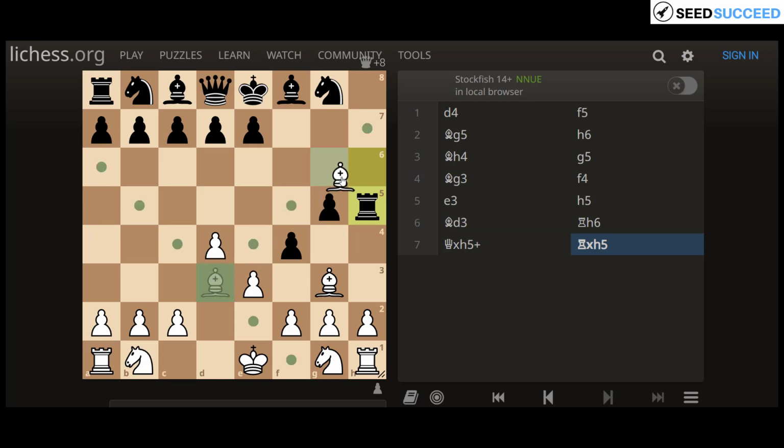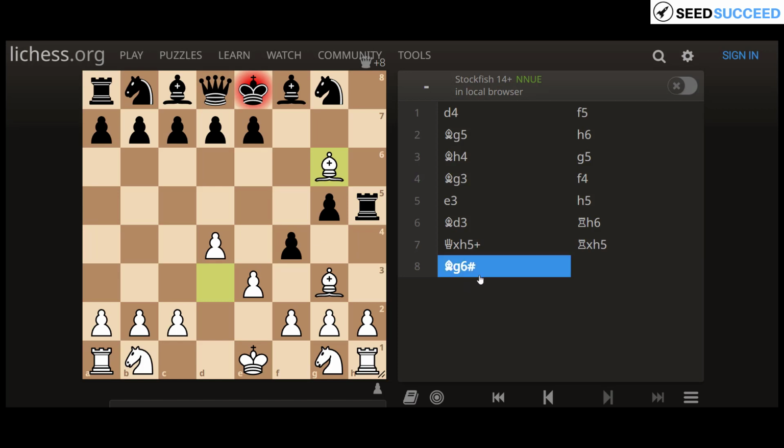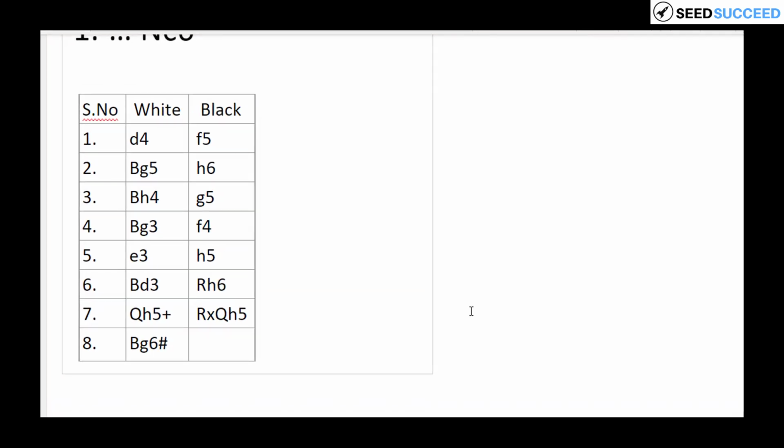And then the bishop goes here, and this is checkmate. So B g6, and then you put a hashtag, and that becomes checkmate. Bishop g6 checkmate. So this is how we write a score sheet. We just saw this game, and the score sheet for this game is this. As long as you note down your moves, it would be very beneficial for you to further work on it and make some improvement in your games.